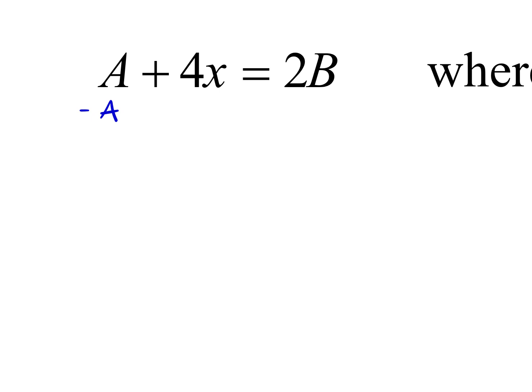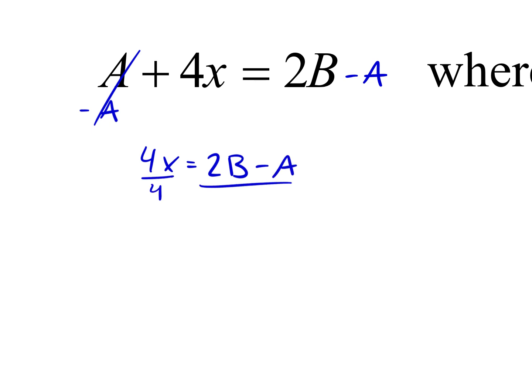Subtract a. So 4x is equal to 2b minus a. Then what? Divide by 4. So x is equal to 2b minus a over 4. You can simplify if you want and multiply 1/2 times b and then a times 1/4 and then subtract them. I think it's going to be easier to combine your matrices first and then do any dividing that you have.